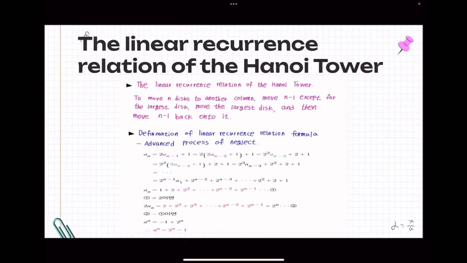Now let's get the linear recurrence relation of the Tower of Hanoi. To move n disks to another column, move n-1 disks except for the largest disk. Move the largest disk and then move the n-1 disks back onto it. Therefore, an is a(n-1) plus 1 plus a(n-1), which is 2a(n-1) plus 1. Please refer to the note below for the transformation of the linear recurrence relation formula, for understanding.